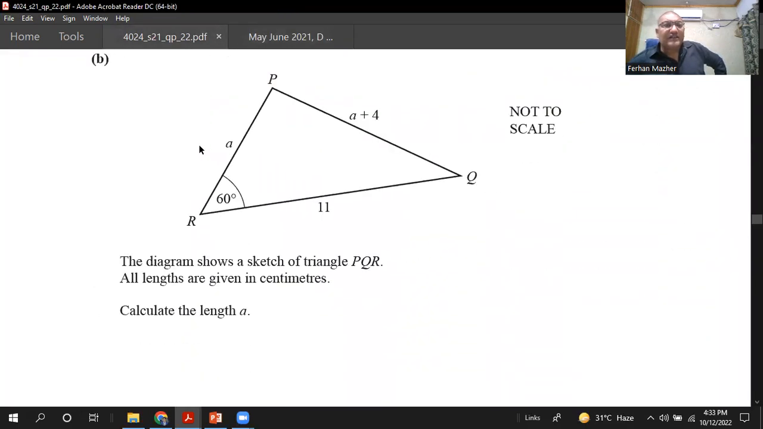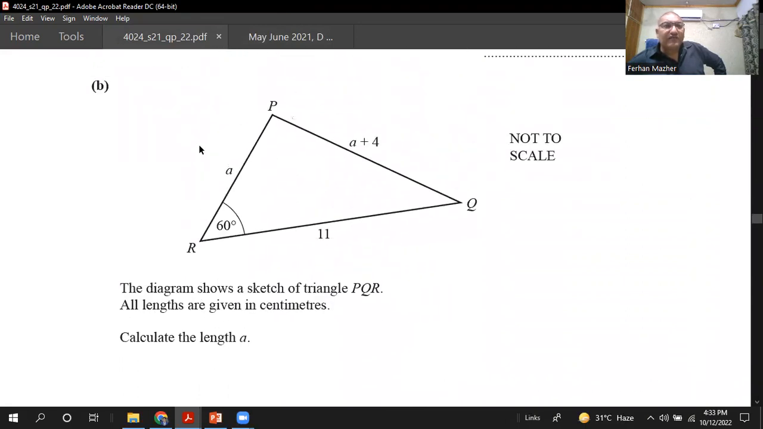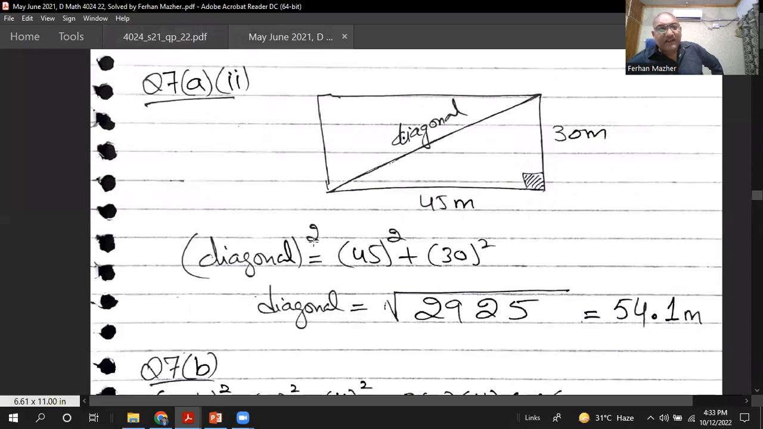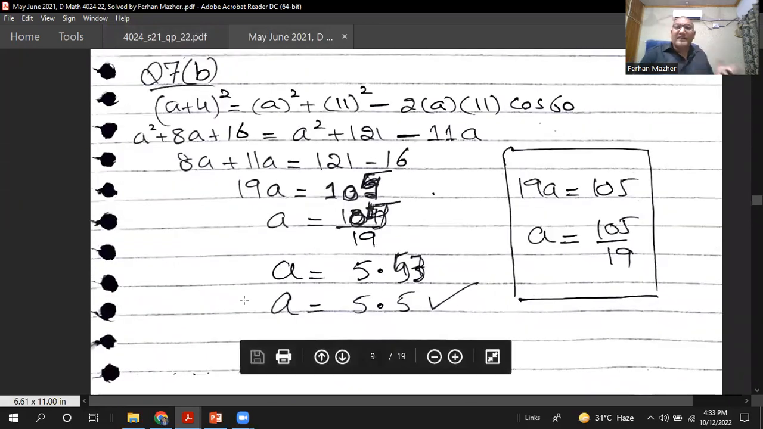Then in the next part, it's a 4-mark question. Here it says the diagram shows a sketch of a triangle PQR. All the lengths are given in centimeter. Calculate the length A. So this length is A, this is 11, this is A plus 4, this angle is 60. So I can apply the law of cosine, and that will make an equation, and we will be able to find out the value of A.